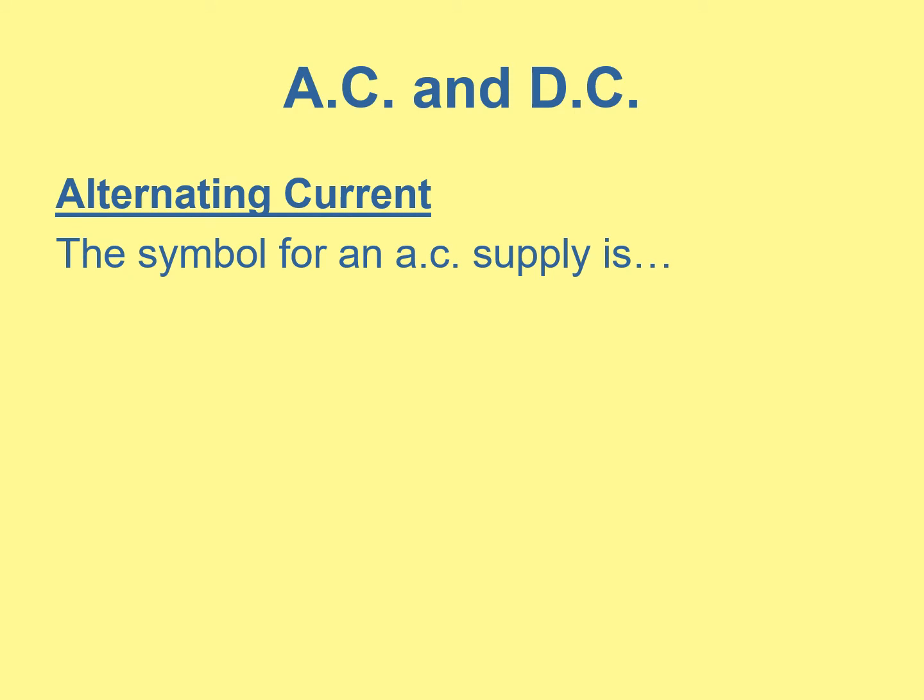The symbol for an AC supply is similar to the DC supply in that we have two terminals, except we see a wave in between showing that the current is alternating.